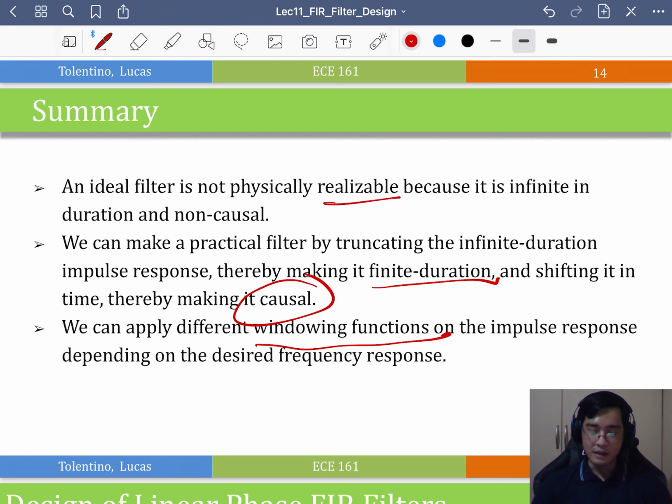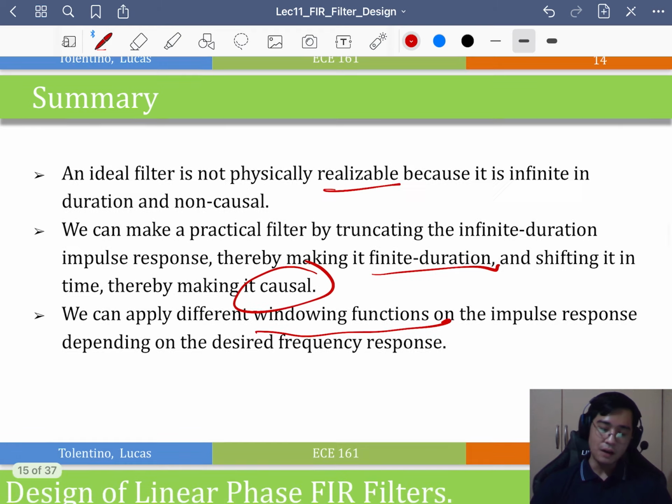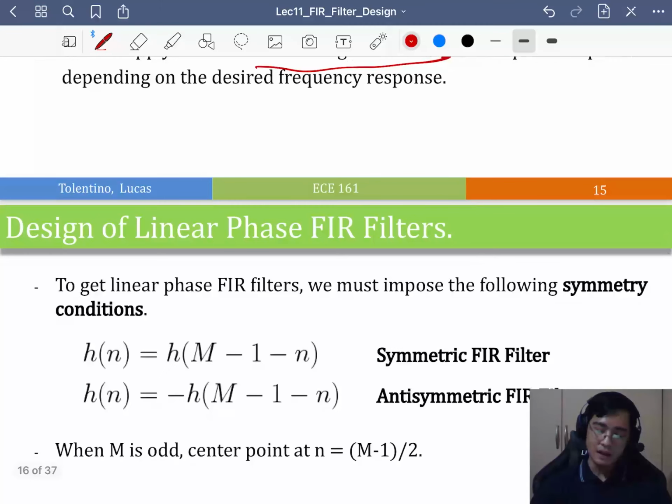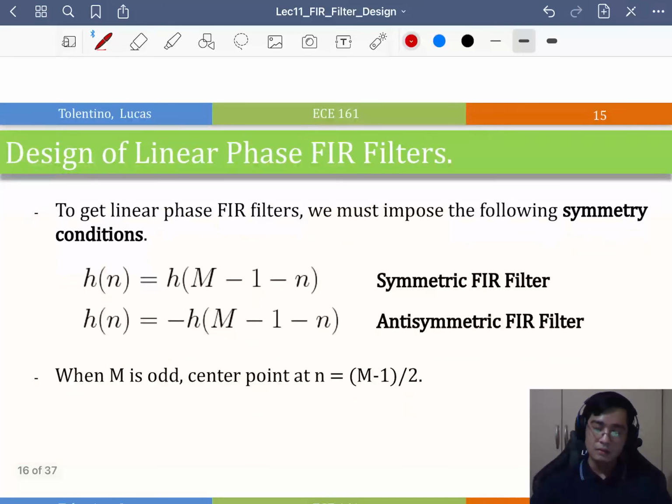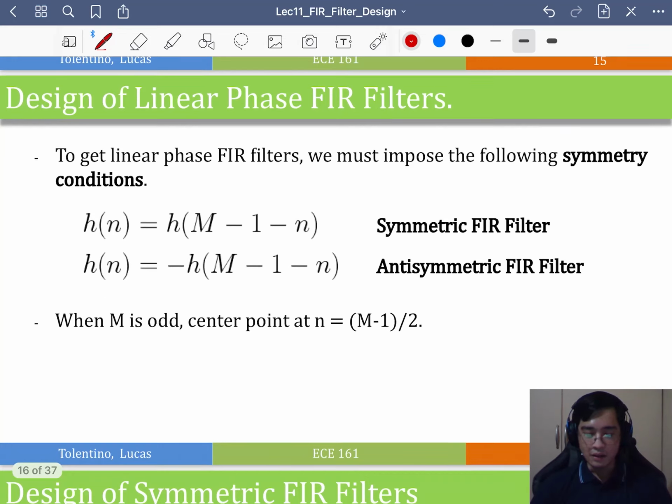Then we can apply some window functions so as to make our pass band and stop band have fewer ripples, at the expense of needing a higher order filter to make it more frequency selective. Now we will discuss some design of linear phase FIR filters.